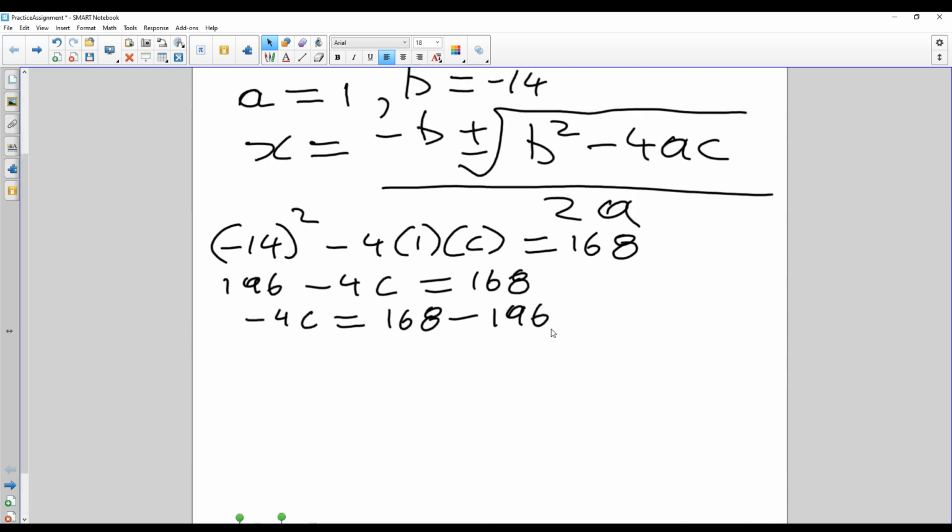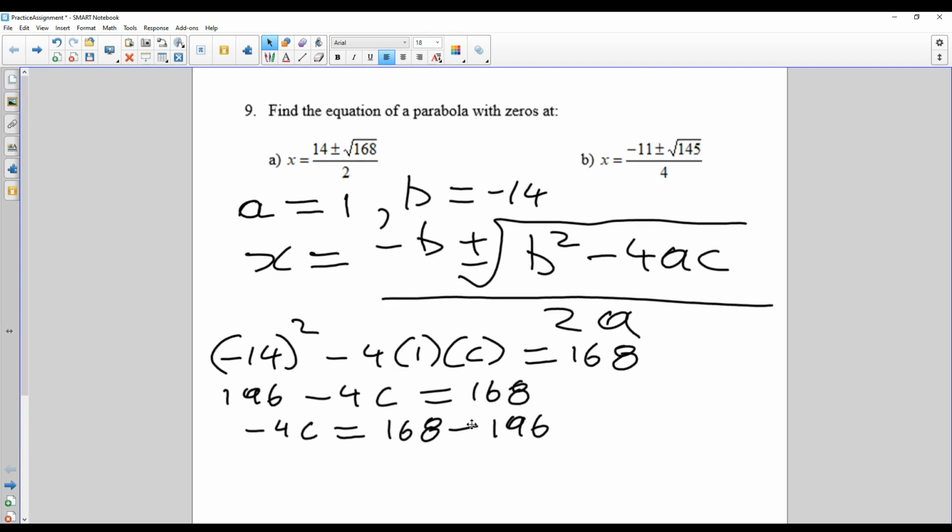We'll get back to that one later. Yeah, so this is what we have so far. So minus 4c, 168 minus 196. Let me just think for a second now. That should be 16, minus 16.